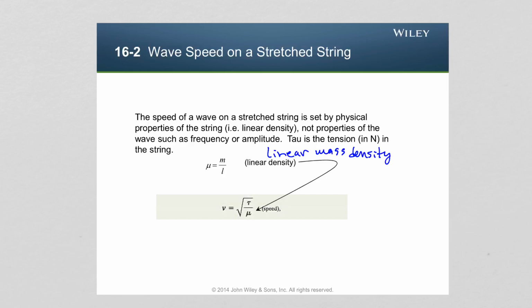And so when we put both the tension in the string and the linear mass density, we end up with this expression for the speed of the wave. So the speed of the wave is equal to the square root of the tension divided by the linear mass density.